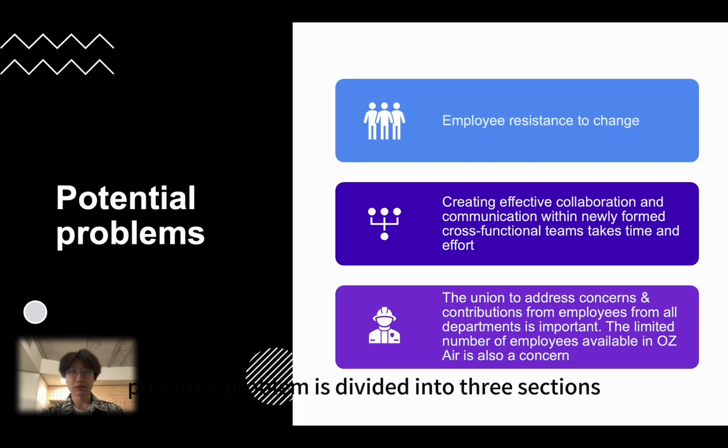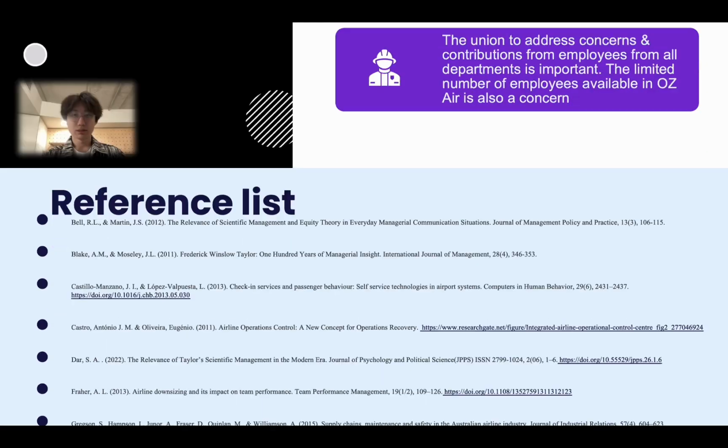In this section, potential problems are divided into 3 parts. The first one is employee resistance to change. The second is creating effective collaboration and communication with newly formed cross-functional teams. It takes time and effort, and it cannot be achieved in the short run. And the last one is that addressing concerns and contributions from employees of all departments is important. The limited number of employees available at AusAir is also a concern.